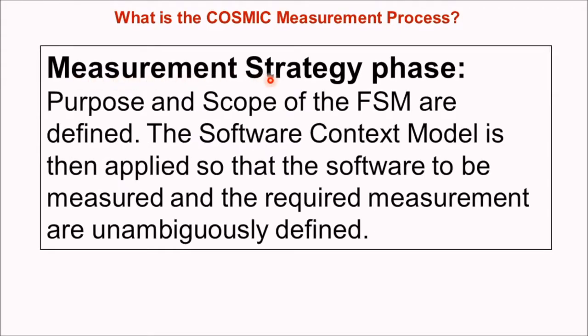In the measurement strategy phase, the purpose and scope of the FSM are defined. The software context model is then applied so that the software to be measured and the required measurement are unambiguously defined. So this measurement strategy is where we understand the purpose of the measurement and to know what is to be measured as part of that purpose, and to see how we get the functional user requirements of the software and then translate that into measurement going forward.